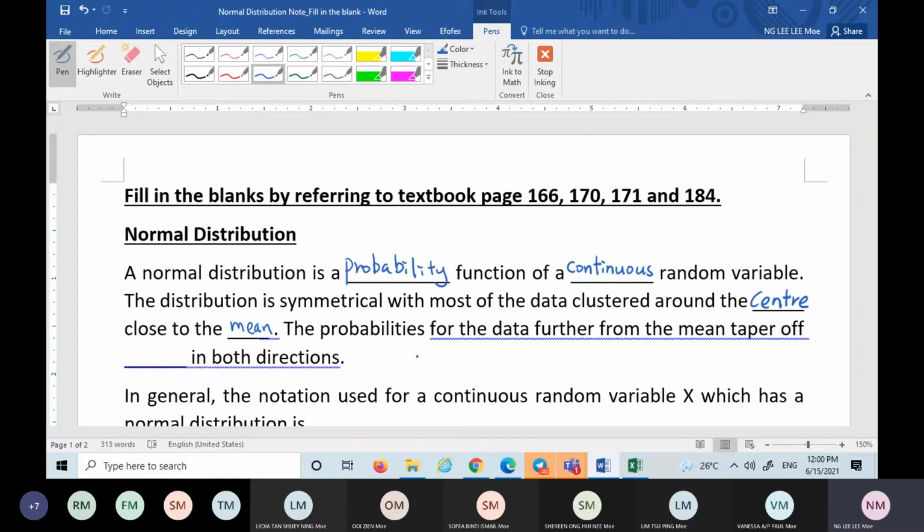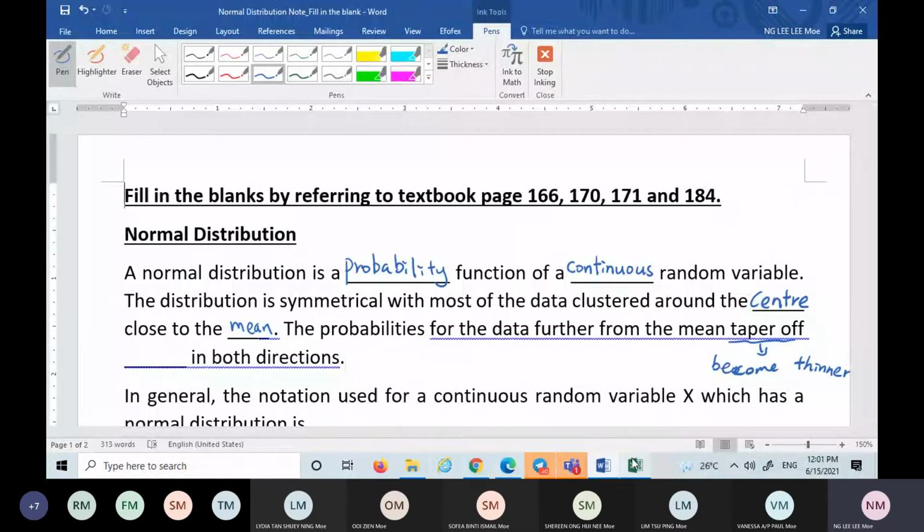Taper off means become thinner. This word means become thinner. Okay, taper off in both directions. Is it equally or unequally?